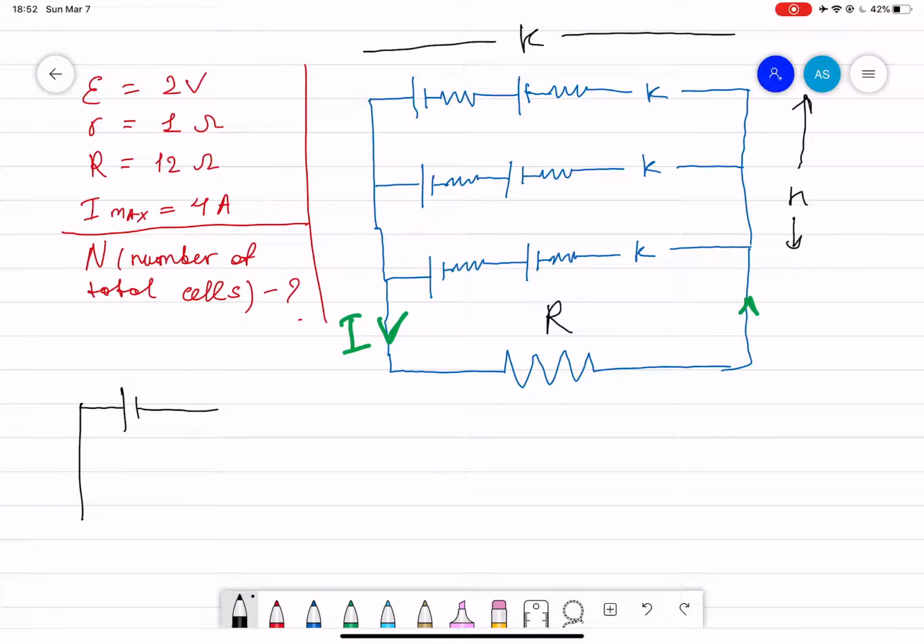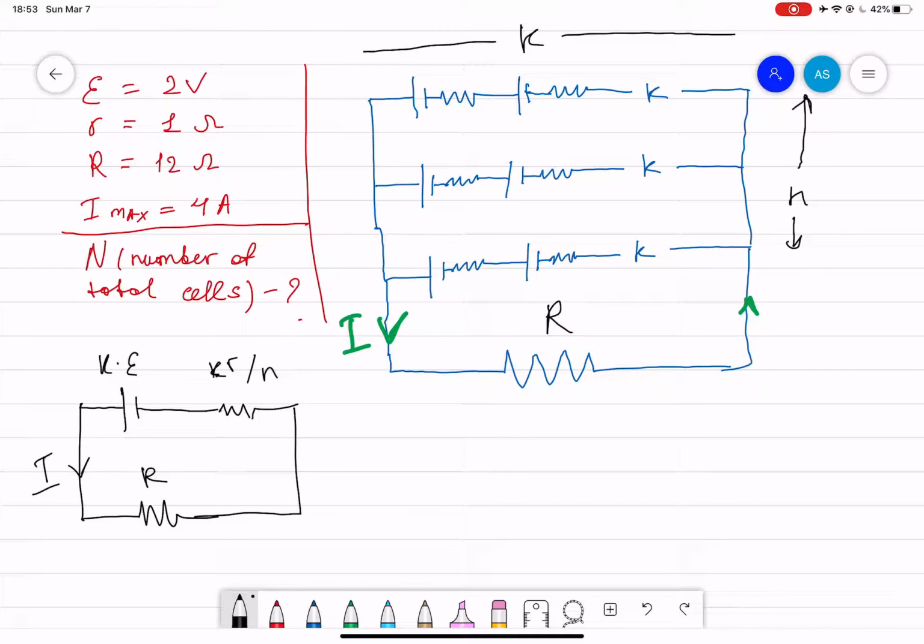If you simplify the circuit, you can see that there are many batteries, so I call it K times EMF, because in series, all batteries will be added together. And then we have internal resistance. The internal resistance is K times r divided by N, the number of rows. Now I will explain how I got this number. Then we have here the capital R, then current is passing, and so on.